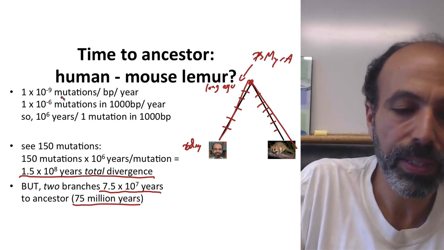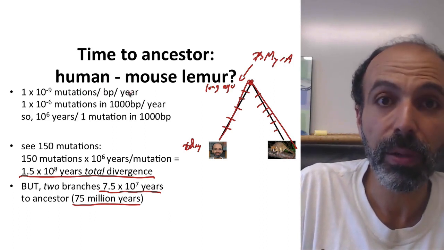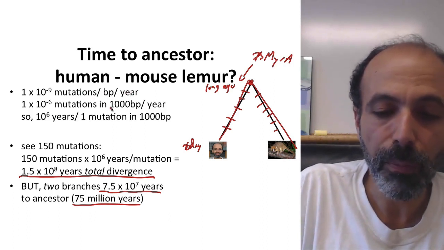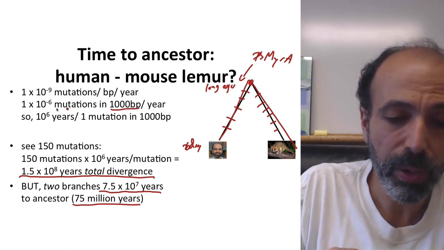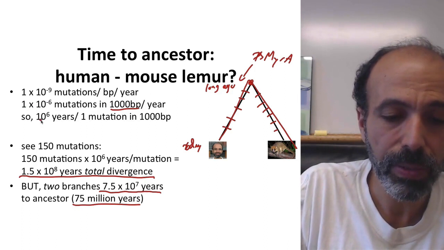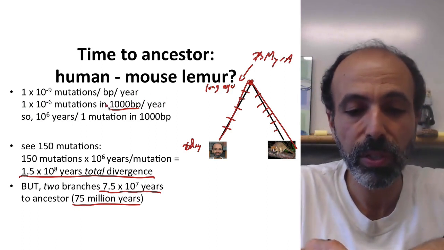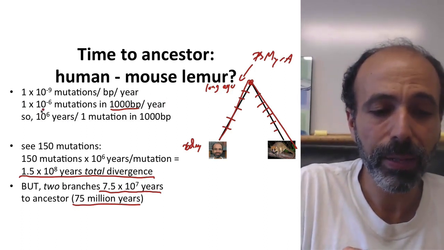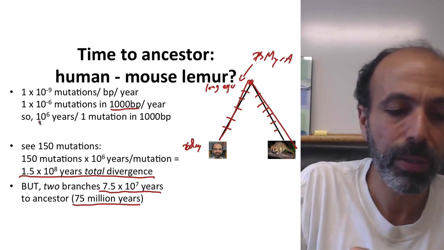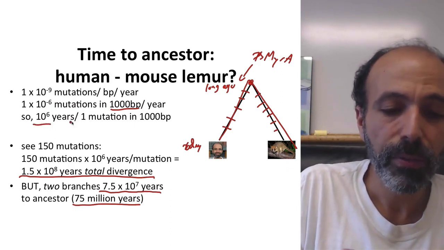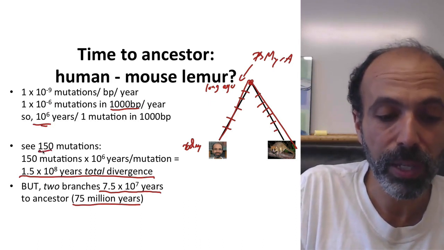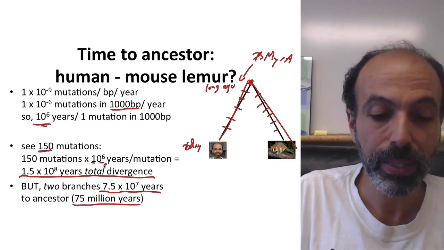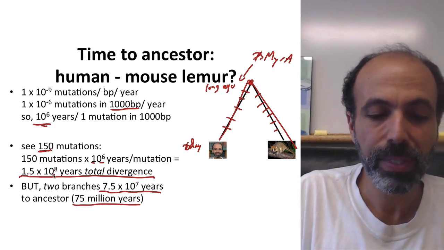So we start with this, mutations per base pair per year. That was a given. We then looked at how big a sequence we were looking at, 1,000 base pairs. We flipped this number around, basically from 1 times 10 to the minus 6 to 10 to the 6th. I basically just changed it so years was in the numerator and one mutation in the denominator. That made it 10 to the 6th. So for every one mutation, we have to wait 10 to the 6th years. We have 150 mutations, so we multiply that times 10 to the 6th. This is where we get 1.5 times 10 to the 8th.